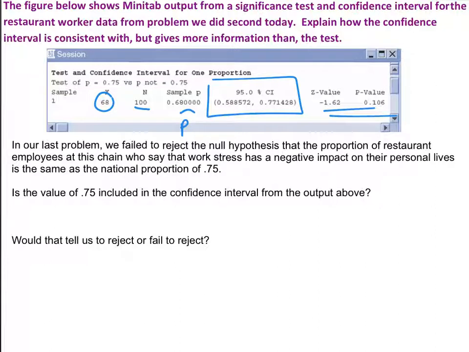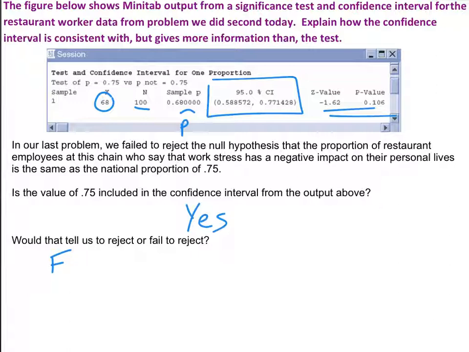If we had constructed one, 95% confident. Okay. Is the value of 0.75 included in your interval? Okay. Yes, it is. It goes down to 0.58 and up to 0.77. Okay? That tells us that 0.75 is a possible parameter value.